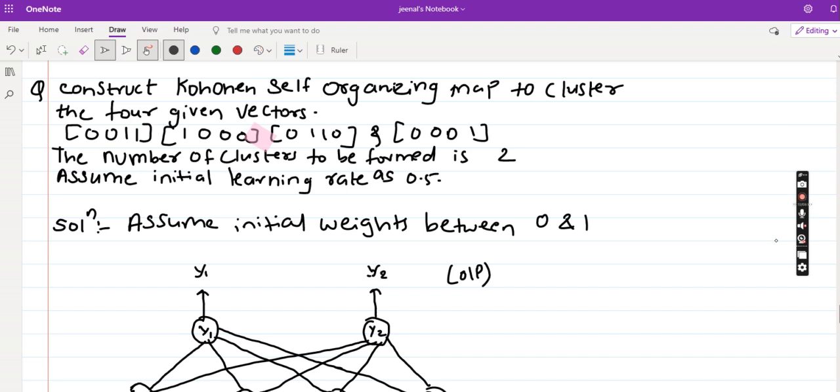The number of clusters that need to be formed is 2, and assume the initial learning rate alpha as 0.5. So we initially assume the weights between 0 and 1. Most probably it will be given in your question. If not, then you can assume any random weights between 0 and 1.